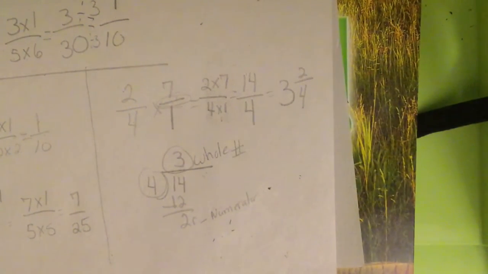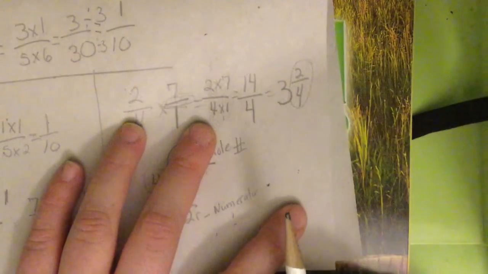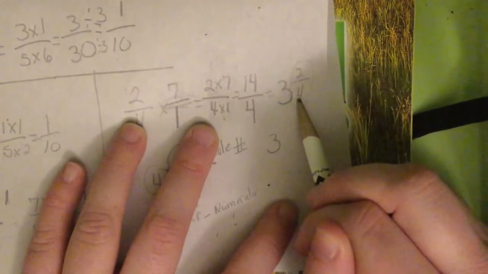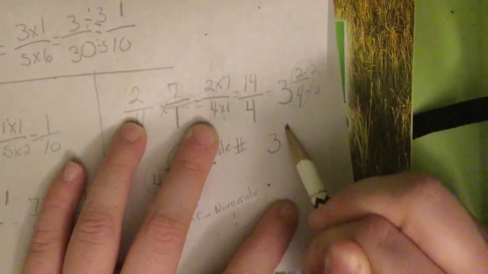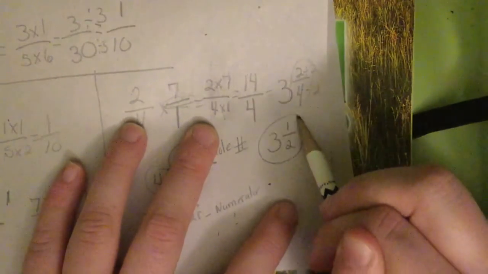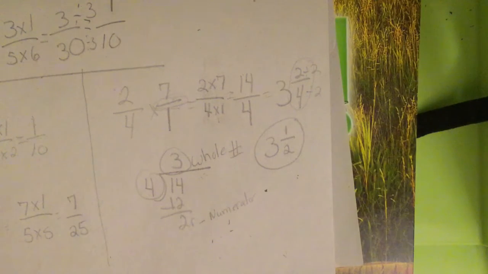Okay, that's a great answer, but we're not done. Okay, 2/4 can be reduced. So we have 3 2/4. 2 can go into both of them, so you divide by 2. You get 1/2. So 3 1/2 is our answer to 2/4 times 7.